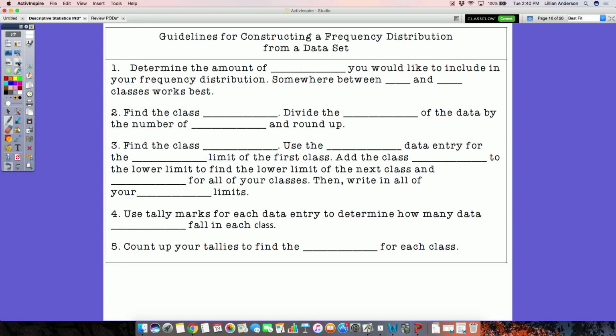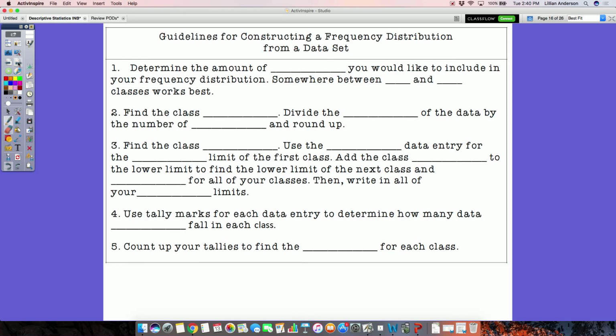And you're going to do the exact same thing for the upper class limits. You're going to do the exact same thing for your upper limits, because you got your lower limits, and then you're going to need to have your upper limits as well.